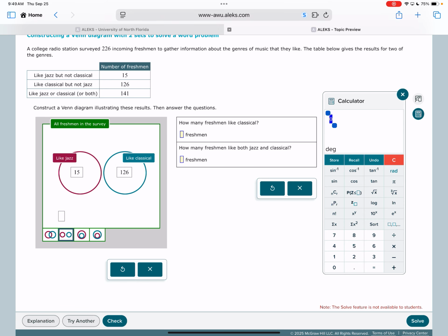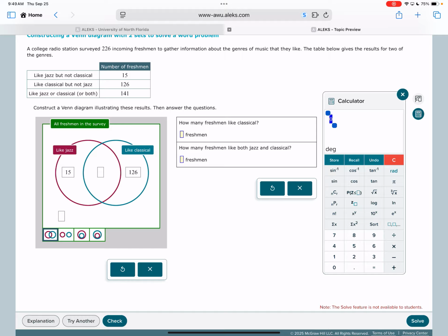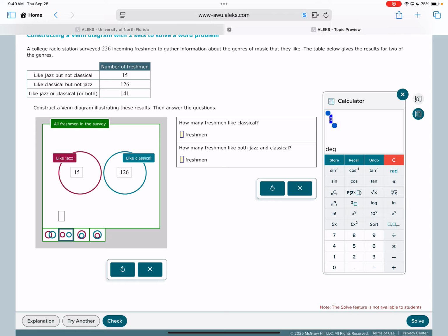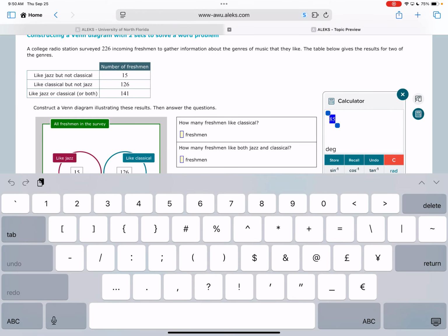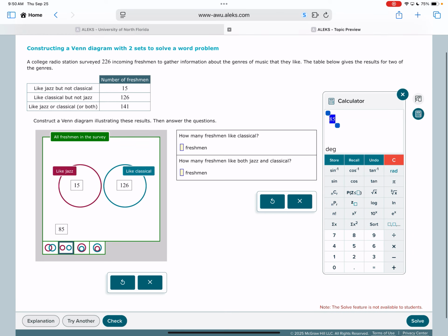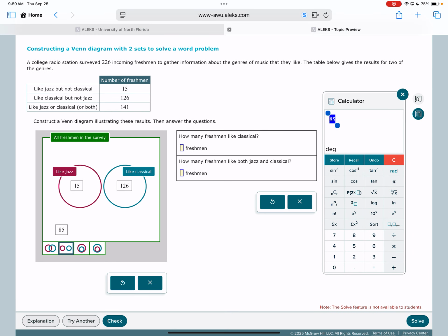So we need to change the picture to be this. There is nobody that likes both. They either like jazz or they like classical. They do not like both. So always fill out the circle like this first. And then if you get a 0 in one spot, then you change the picture, okay? And then the last thing here, there are 226 total people. And there's 141 inside the circles, so there's 85 that like neither jazz nor classical.